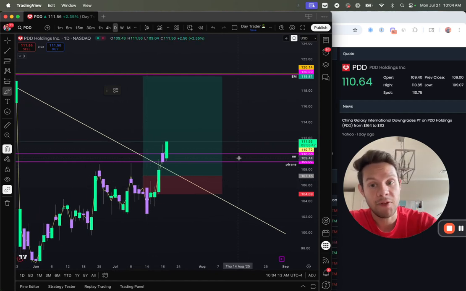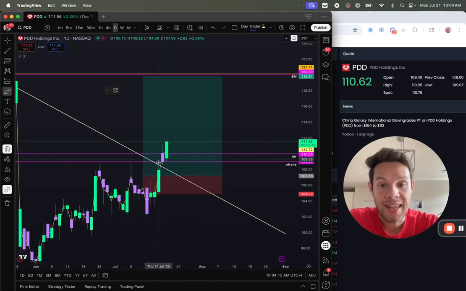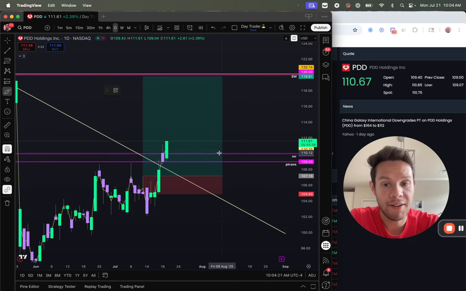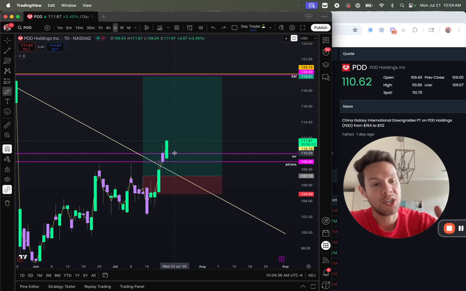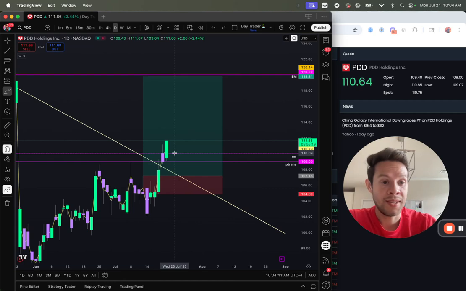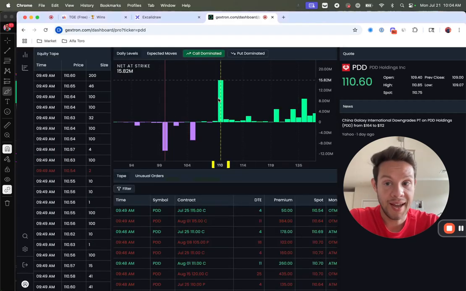110 has been resistance since Friday, and even somewhat on Thursday, July 17th. It doesn't have to be a hard area, but you can see that this area right here was a level of resistance and it got rejected, right? Today, we got above it. So now my trading strategy goes like this. Now I have to change my thesis because the data is changing, right? I only change my thesis when the data changes in Gextron.